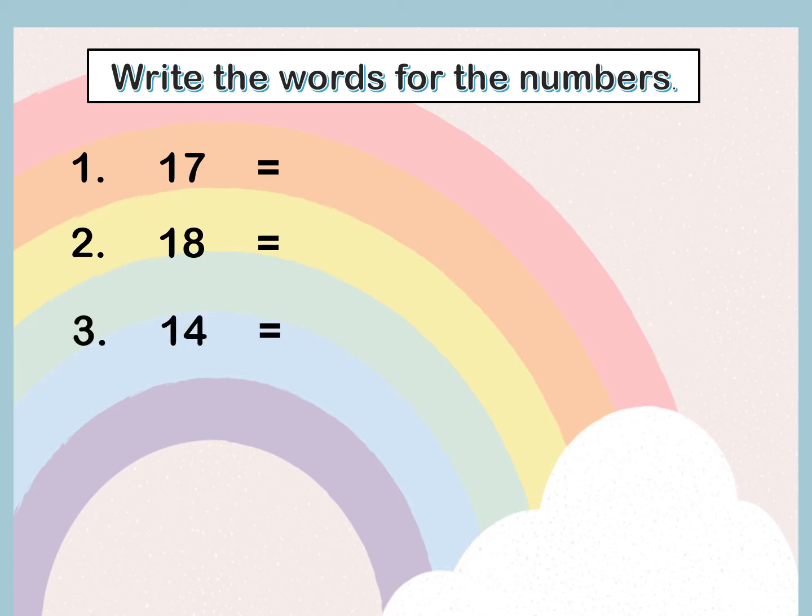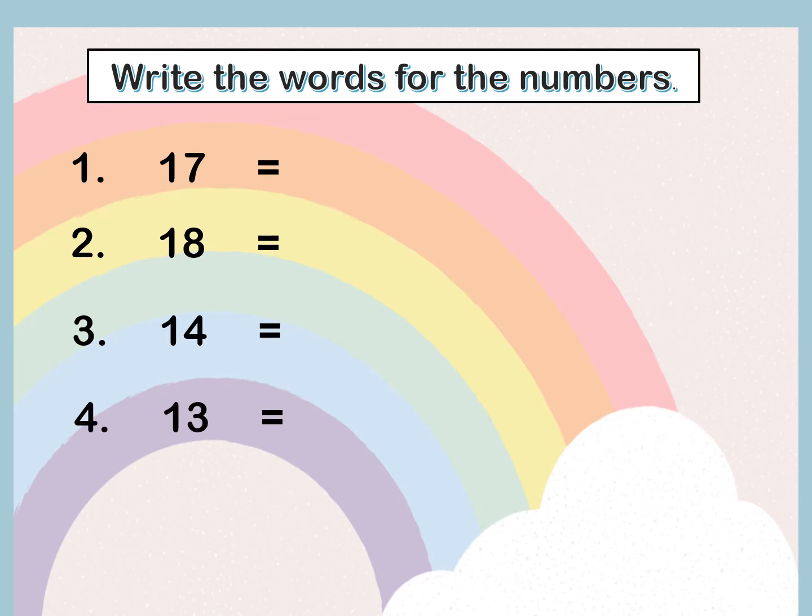Number 3 is 14. Spell the word 14. Alright, this is the technique. All you have to do is write number 4. How do you spell 4? F-O-U-R. And then Teacher Joshua said, teen. How do you spell teen? T-E-E-N. So it would be 4 and teen. 14. Great job. Let's proceed to number 4.